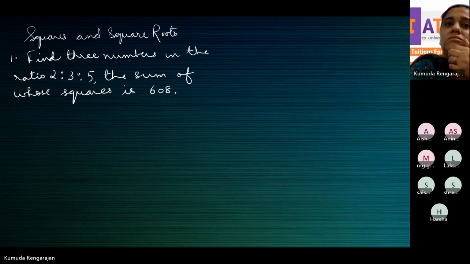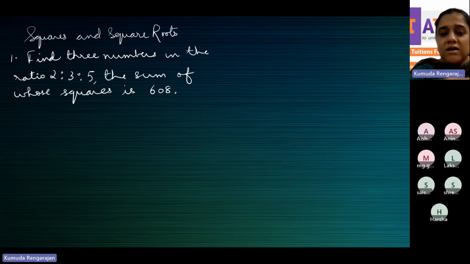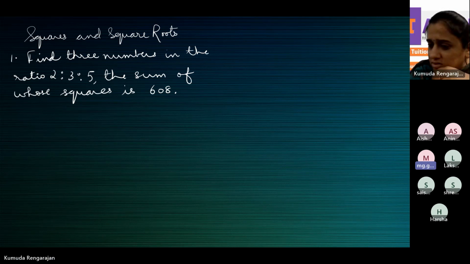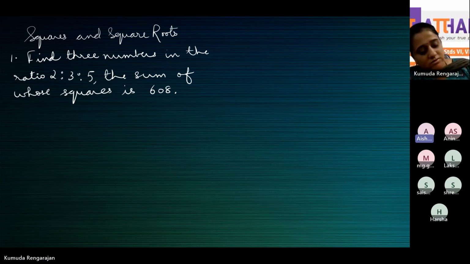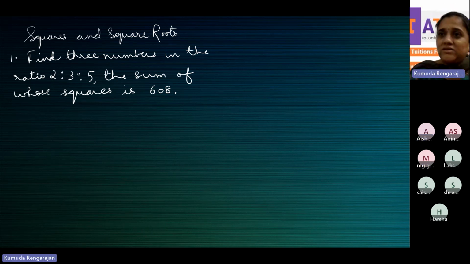Ratio is given. Online students, how do you assume? No, my question is, how do you assume the numbers? 2x, 3x, and 5x. Whenever you have a ratio, we say let the numbers be 2x, 3x, and 5x.